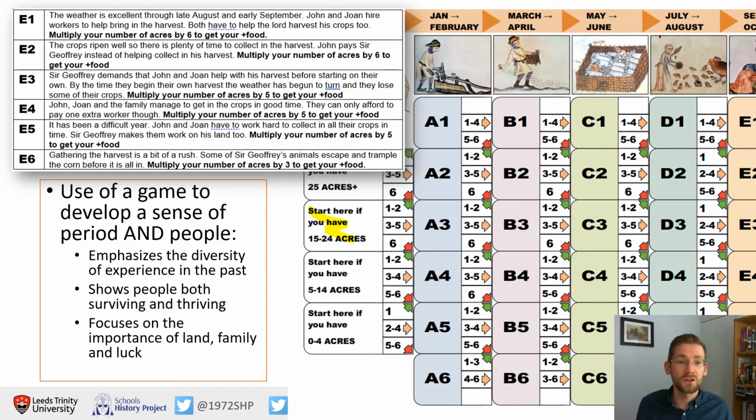It gets at the heart of the diversity of the experiences of people in the past. And yes, they are only archetypes, but they're still based in historical research. It shows that people both survived and tried to thrive, but also the impact of land on that. And the more land you started with, the more likely you were to end up going on a good trajectory. And the less land you had, the more likely you were to end up on a poor trajectory through your year. It focuses on the importance of family in all those things, for good and ill.